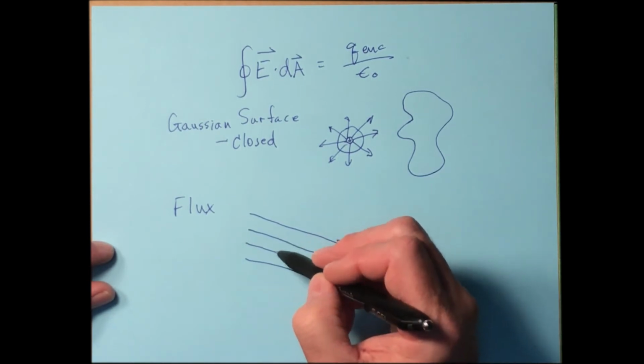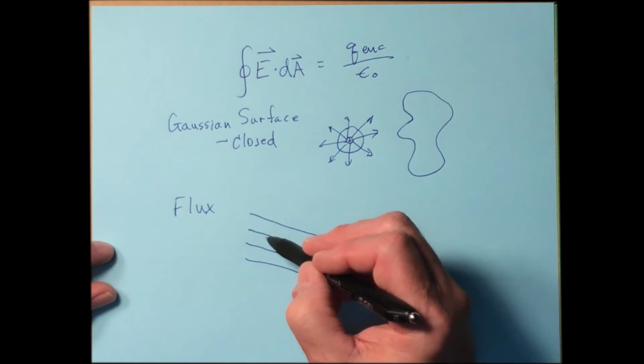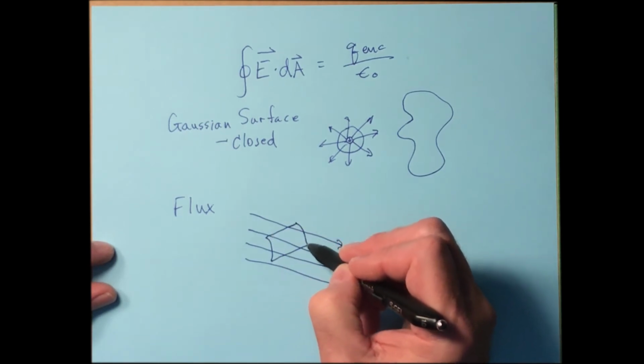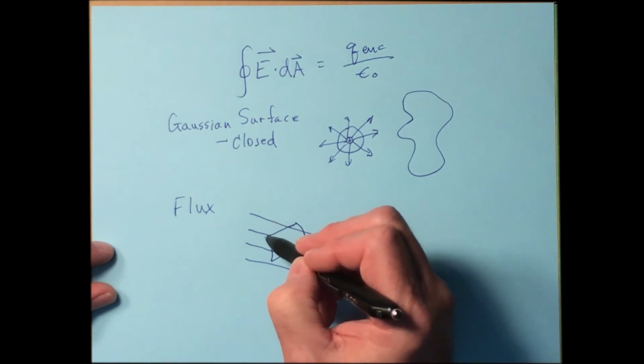Now let's say we've got a surface. Now, I'm not going to talk about a closed surface just yet. This is just any surface whatsoever. So let's draw a surface here. Let's give it some dimensionality.